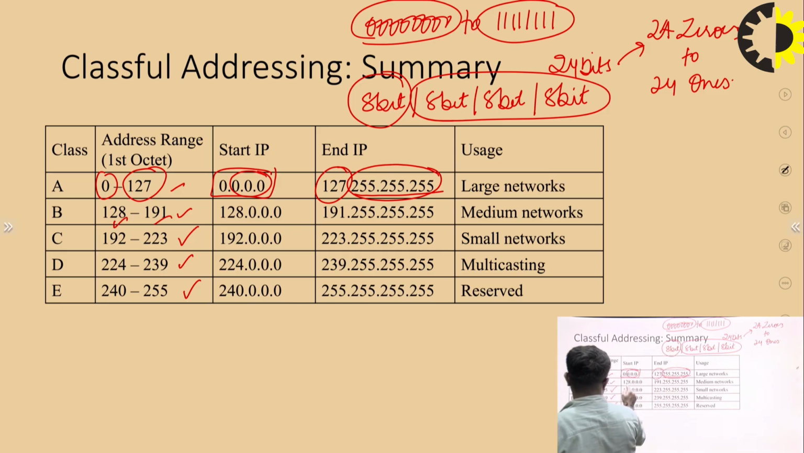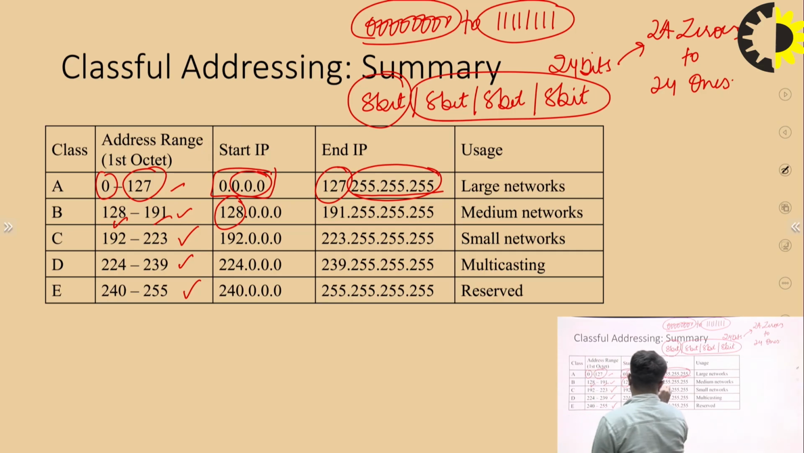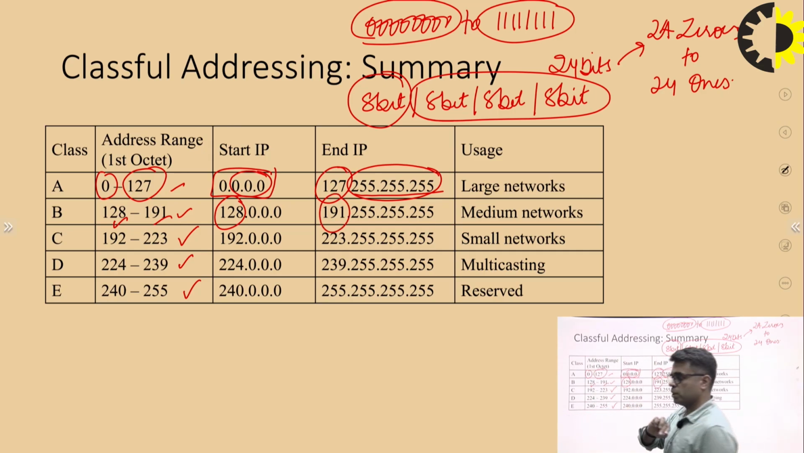128, 191. 128 will be the starting point, 191 will be the last IP part of the first bit, and then 3 zeros, and 3 zeros means 24 zeros in binary, and these 255.255.255 means 24 ones in binary.